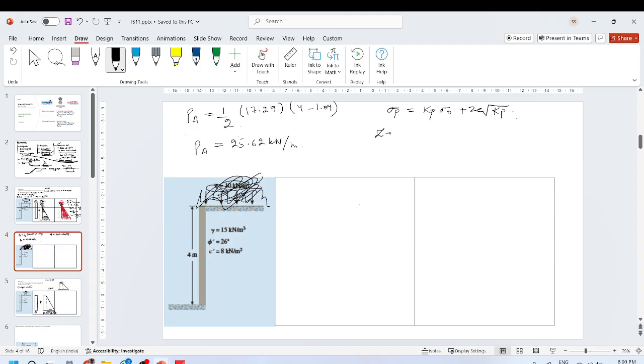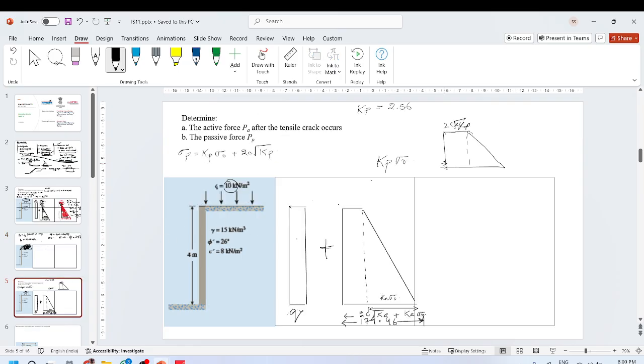If your z is 0, then in the case where sigma Q naught is 0, your sigma p is 2c square root of Kp. That is what I was drawing here. I'm writing this as 2c root of Kp, and I'm writing this as q into Kp, separating them. Yes, that is what I have done here also.